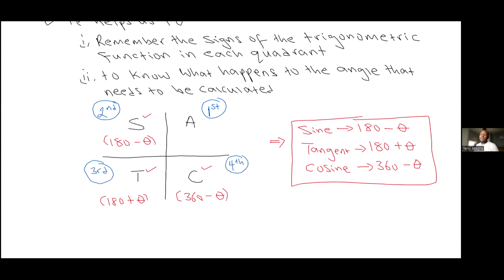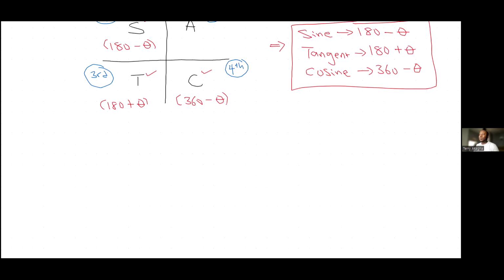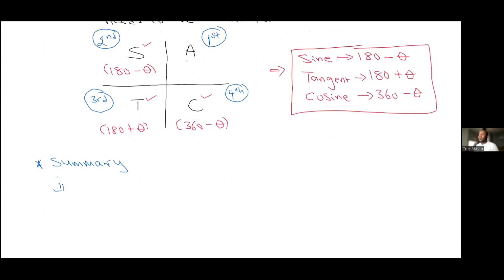So in the first quadrant here, all the angles are positive. In the second quadrant here, only sine is positive. In the third quadrant, only tangent is positive. And in the fourth quadrant, only the cosine is positive. So I'm going to write this down because I'm aware that some of you do take notes, okay? So in summary, for the first one, we're looking at A here. So it means that all the trig functions are positive.